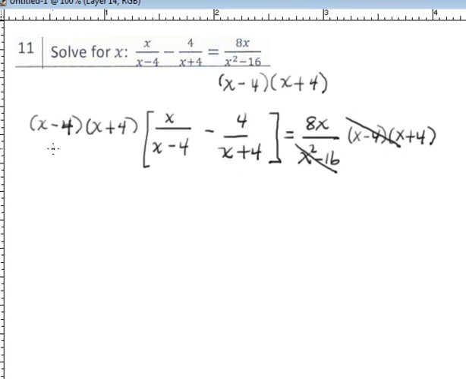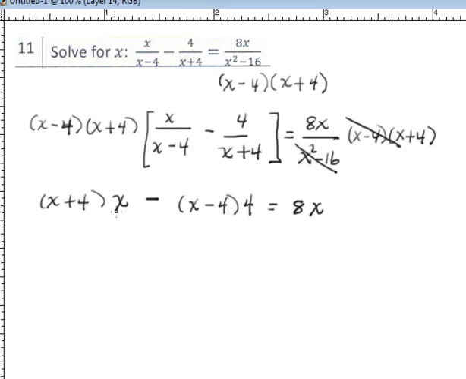Now when we multiply x minus 4 times x plus 4 times the first fraction, the x minus 4's cancel, and we're left with x plus 4 times x. And now when we multiply x minus 4 times x plus 4 times the second fraction, the x plus 4's cancel, and we're left with x minus 4 times 4. And we have 8x on the right-hand side.